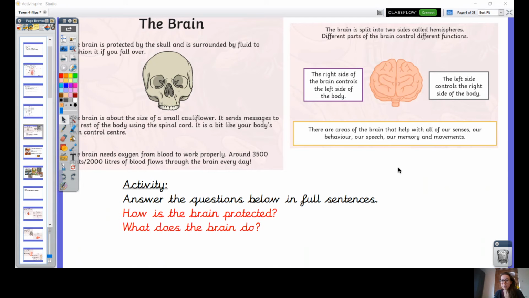There are areas of the brain that help with all of our senses as well. So our behaviour, how we act, our speech, how we talk, our memory and our movements.